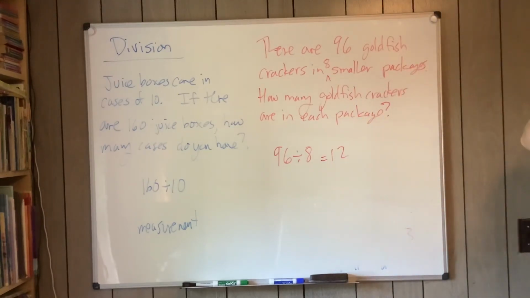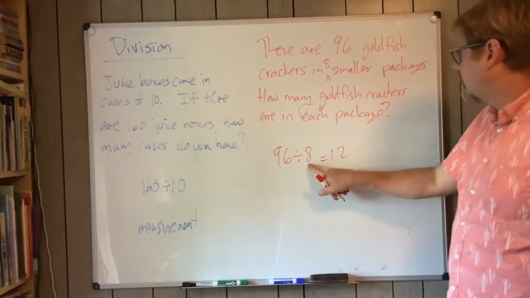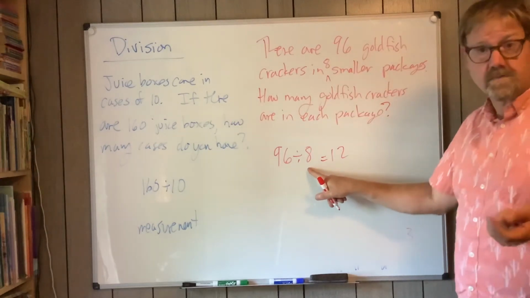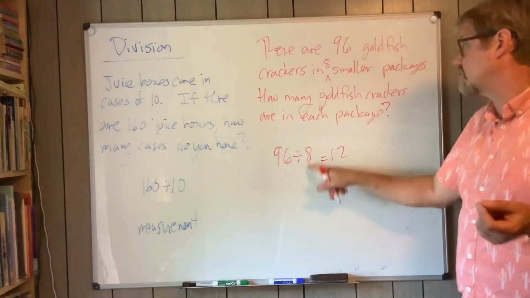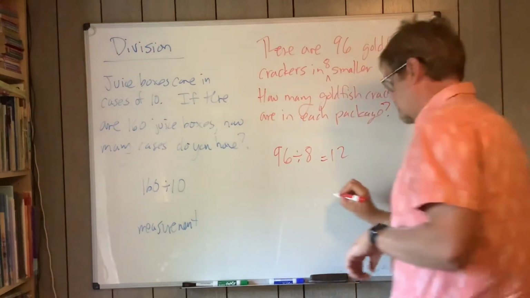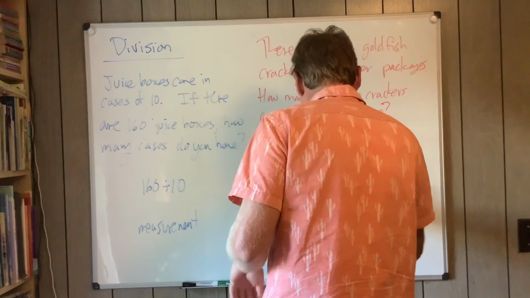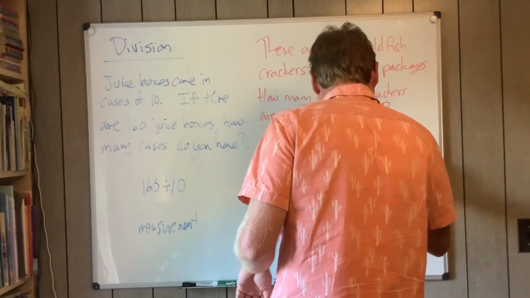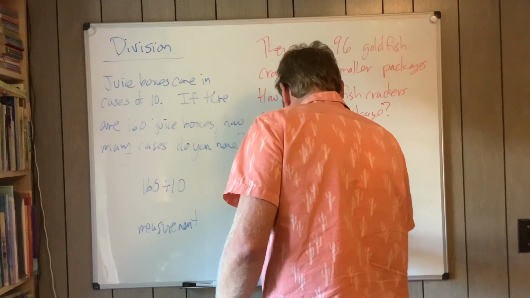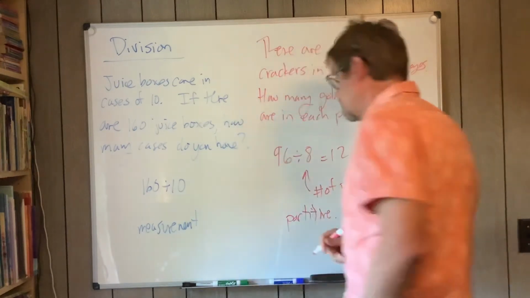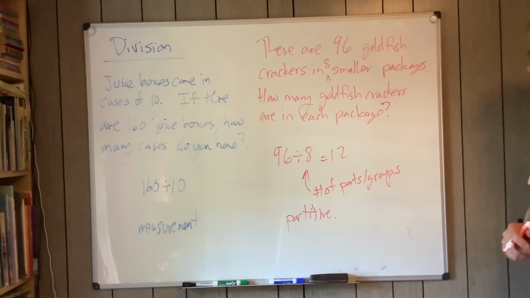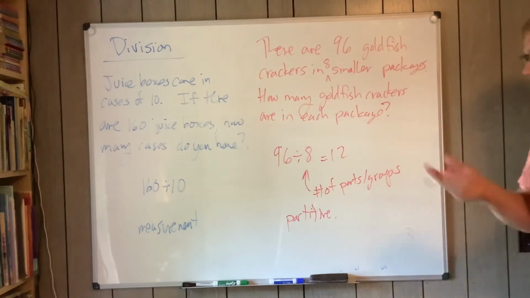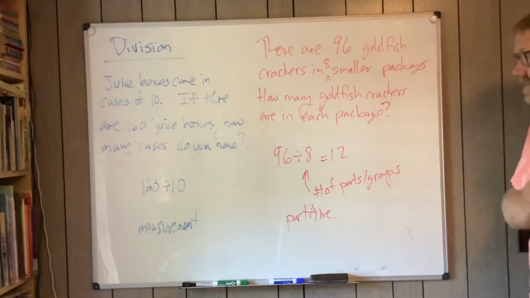Now, is it measurement or partitive? So again, is the divisor the number of parts or the size of each part? And in this case, 8 smaller packages, the number of parts or groups. So this is partitive. Okay. Good. Got a little bonus division word problem in there, because it's a little tricky. It takes some thinking. All right, so I think that wraps up division.